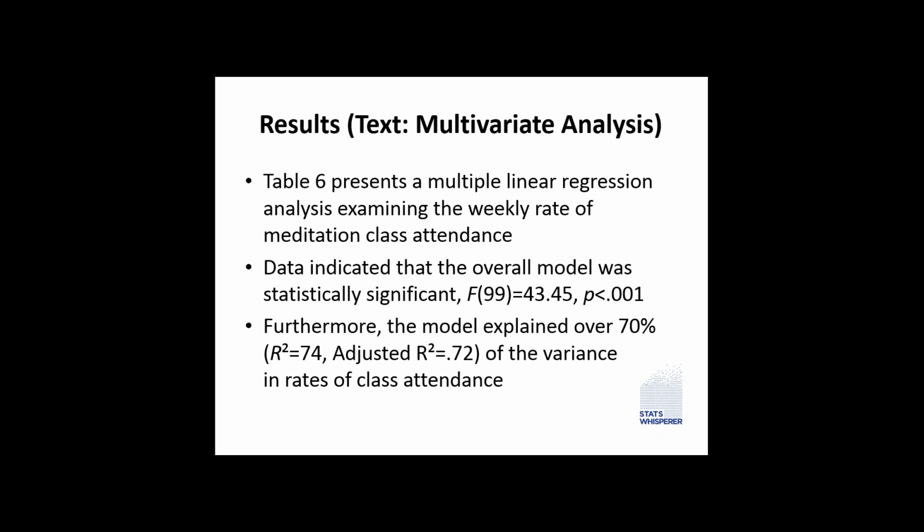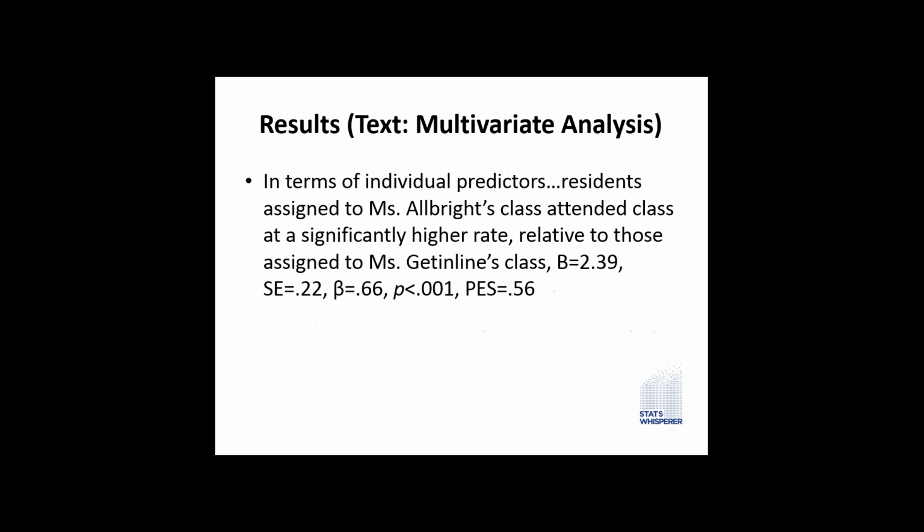And we could say that in text, right? So Table 6 presents multiple linear regression, examining class attendance, indicated, right? So we want to next say, indicated the overall model was significant, because if it wasn't, the individual predictors wouldn't matter. Then also mention the R squared. Right? So the model explained over 70% of the variance in class attendance. So those are the first 3 statements in the text.